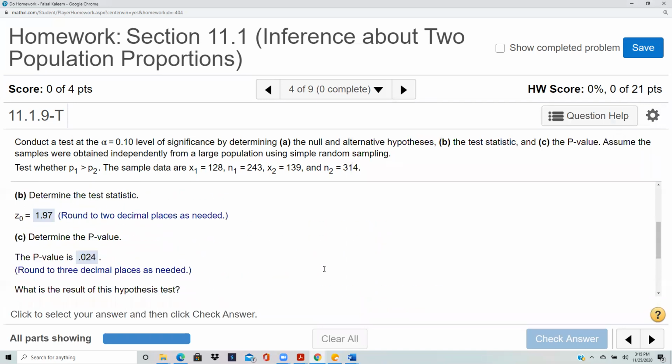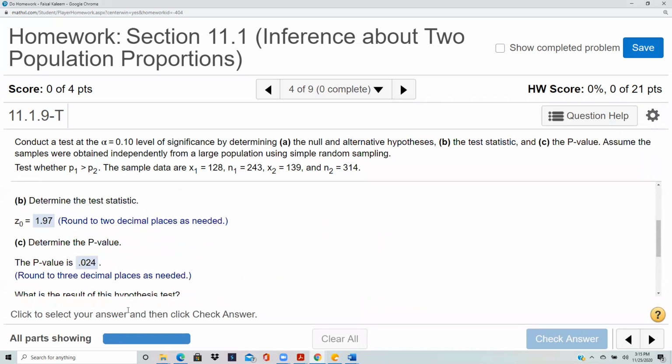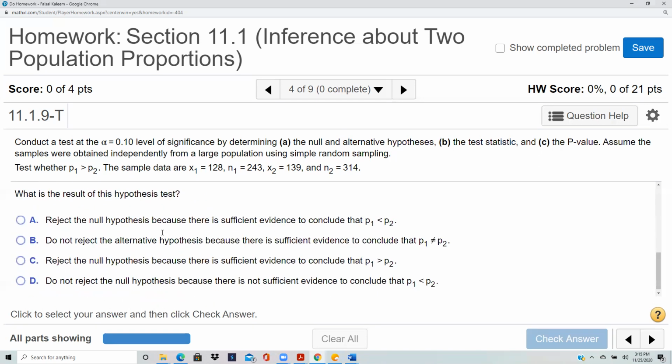And remember, we had that criteria: reject the null if P is less than alpha. We still have the same criteria in the two sample testing. So let's see if P is less than alpha or not. P is 0.024, alpha is 0.1. So 0.024 is less than 0.1, so we will reject the null. And when we reject the null, there is evidence for this one, not this one. So reject the null because there is evidence for P1 greater than P2.